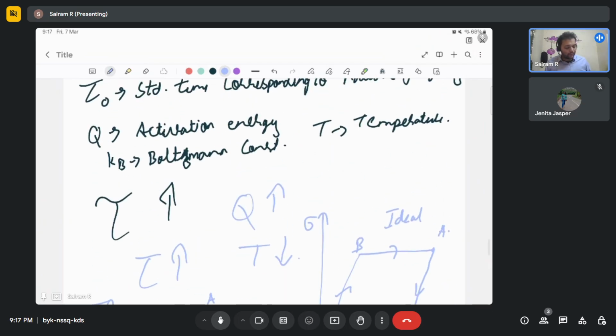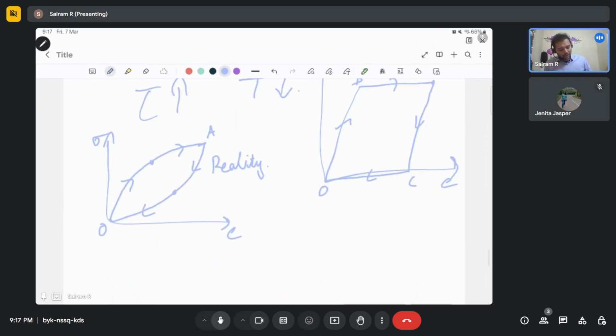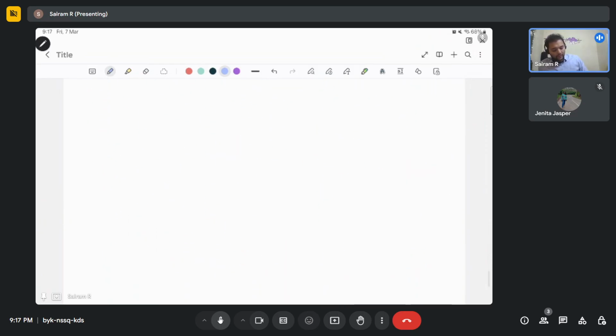Also, Q is high for substitutional and Q is low for interstitial. It makes sense because let's say I have a row of atoms.